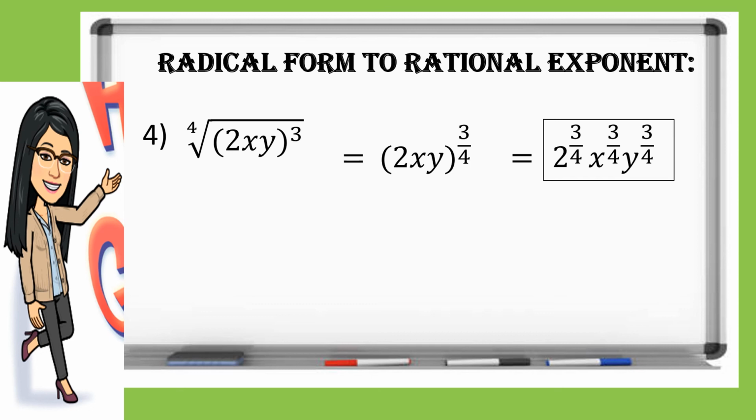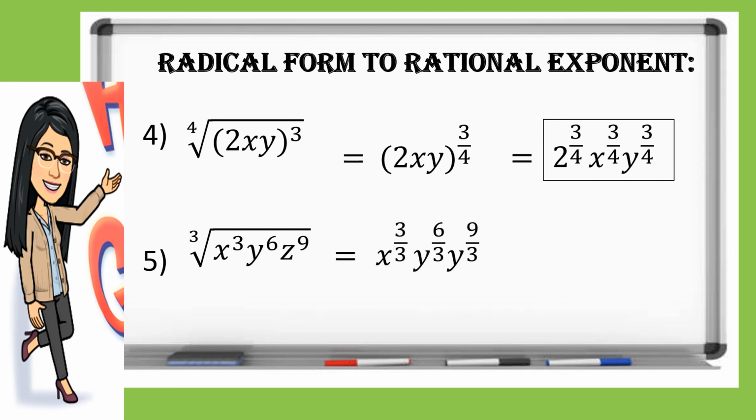How about example 5? The cube root of x cubed, y raised to 6, z raised to 9. Observe that each variable is raised to a certain exponent. So one by one, let us divide by the index 3. So we have x raised to 3 over 3, which is 1, y raised to 6 over 3, which is 2, z raised to 9 over 3, which is 3. So simplifying, we will get x, y squared, z cubed.